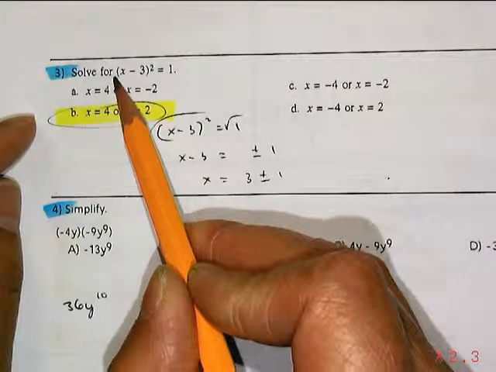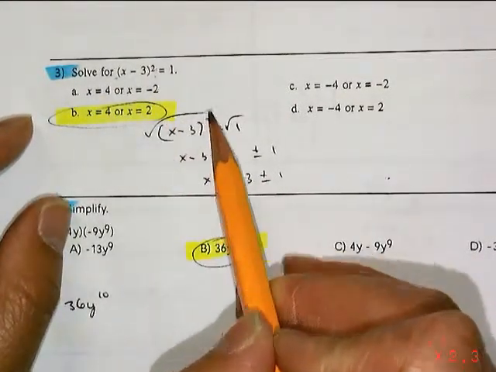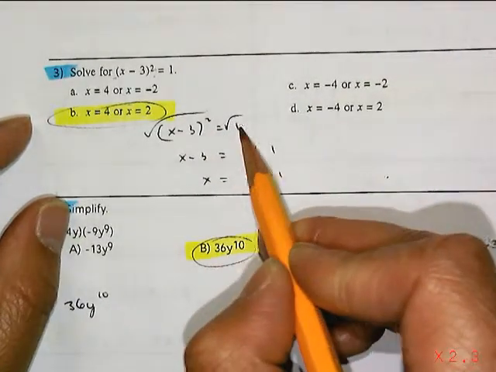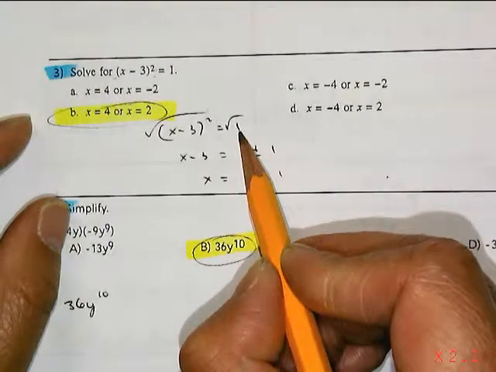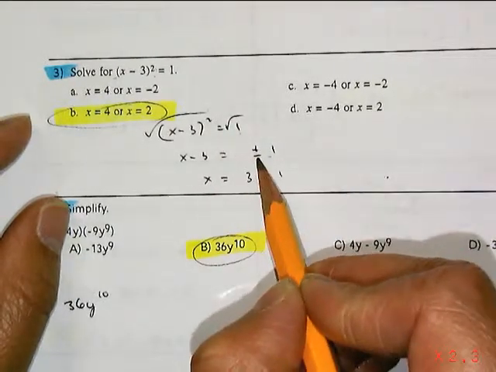For question number 3, it says solve. Notice how there's nothing in front of the parentheses or afterwards, just the power of 2. So I'm going to take the square root. You're left with x minus 3. The square root of 1 is just 1, two identical numbers that multiply together to be 1. And remember, when we take the square root of an equation, it's plus or minus.